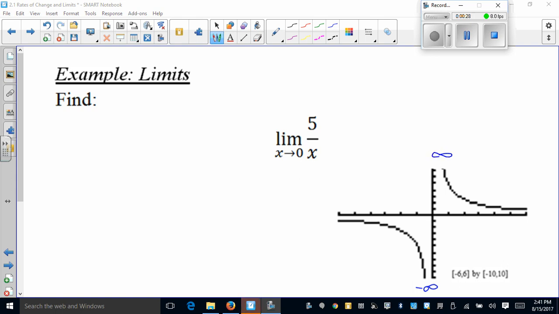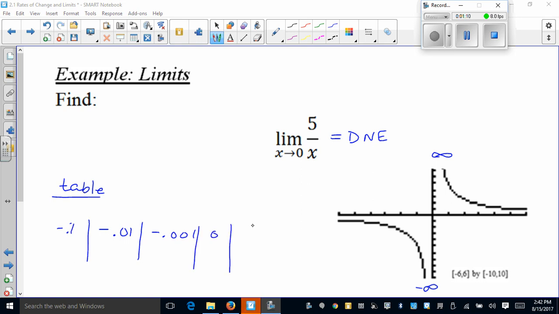Now, there are times that even a graph may not help you get information, and so this is where we can start using tables. You can put a table together, and at that point I need to get to 0, so the negative side would be at negative 0.1, negative 0.01, negative 0.001. Then you would put 0 in there to identify the limit, and then 0.001, 0.01, and then 0.1. And you would use a calculator to find these values.